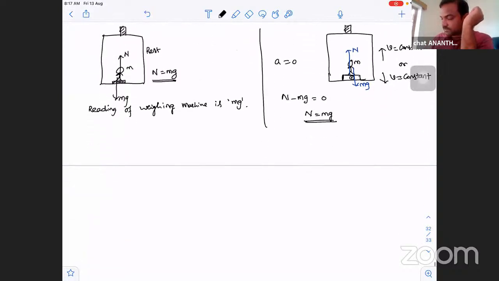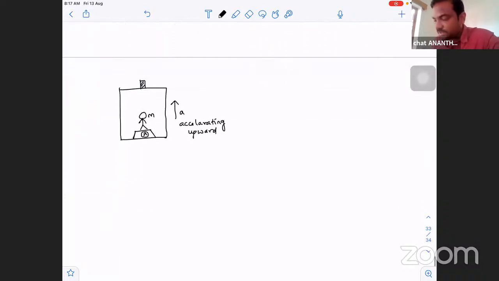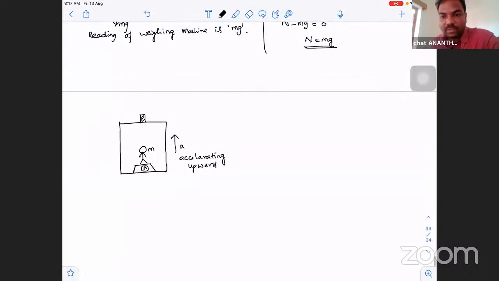Okay, finish them. So if the lift is accelerating upward, you can write down accelerating upward. This is the weighing machine, it will show the reading. If a man of mass M is standing, what will be the reading shown by the weighing machine? If you want to identify the reading, you have to go with the normal reaction. Then what are the forces acting on the man? Mg will act downward, normal reaction will act upward.